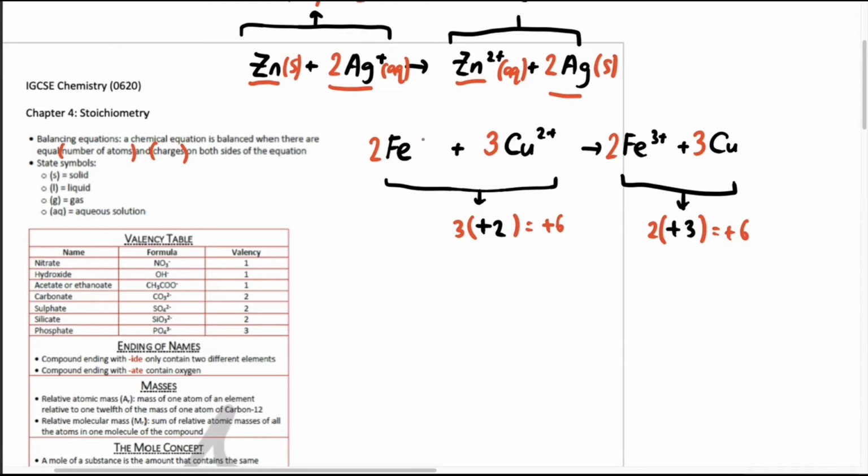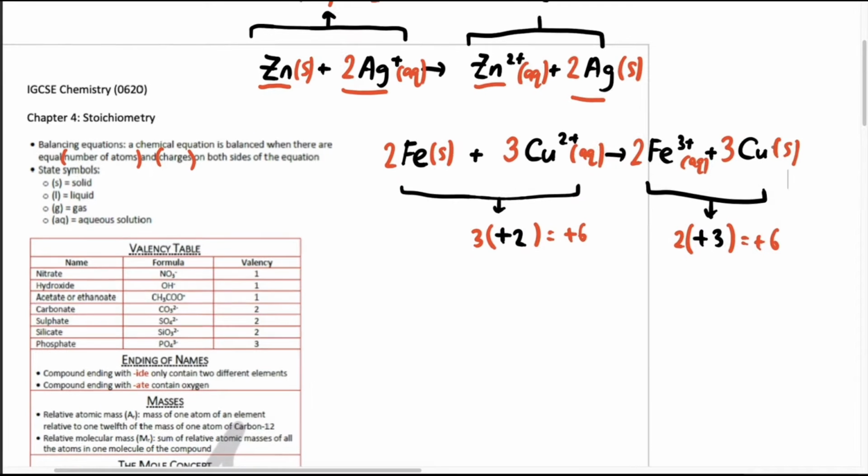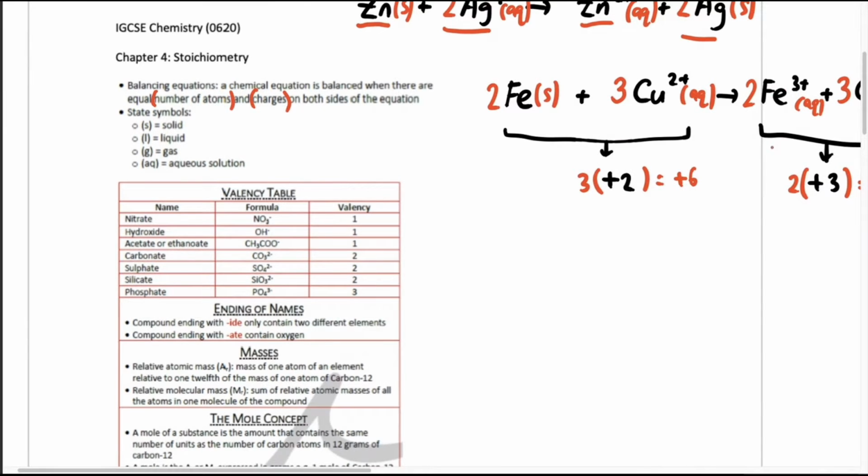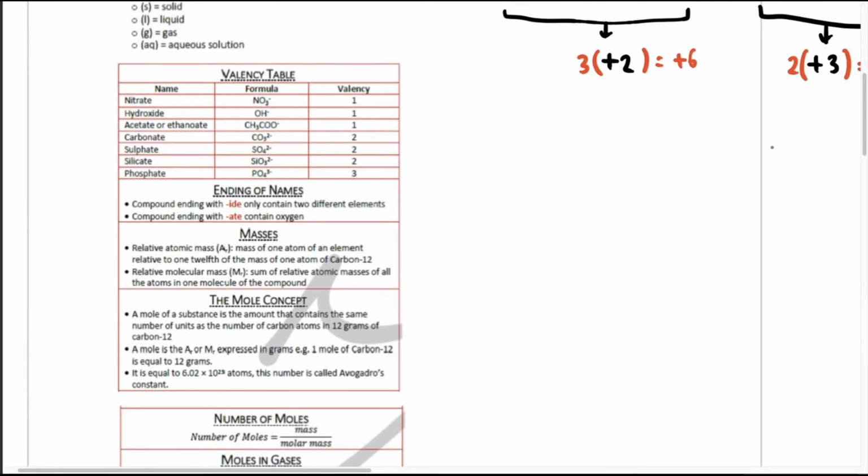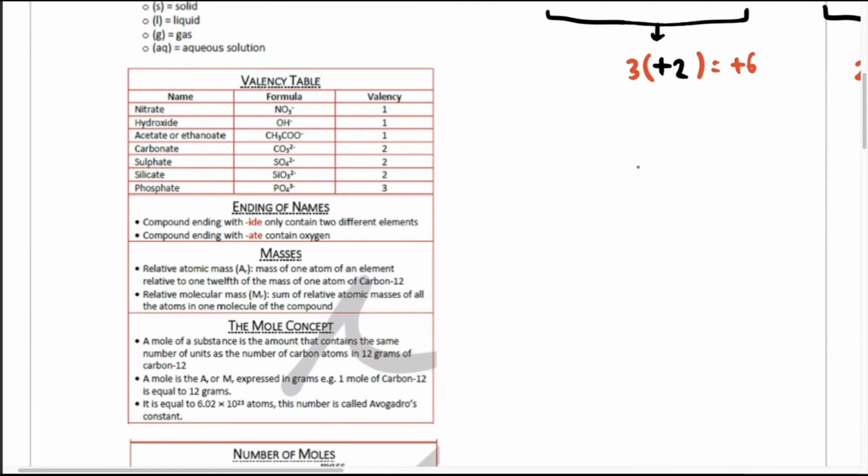And again, if you want to put the state symbols, this one you can put solid, this one aqueous, and then aqueous, and then this one solid. So this is the example of how we balance the equation. Okay, now let's continue with this part. What we have here is the valency table, which is basically the charge.